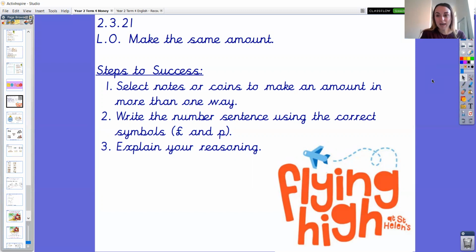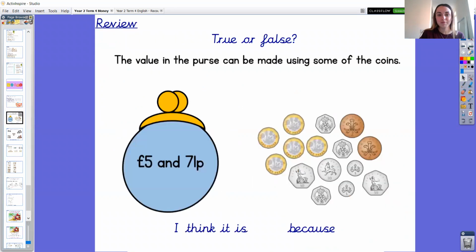Well done, Year 2. So our steps to success today are very similar to yesterday. So first of all, we're going to select notes or coins to make an amount. But today we're thinking about making an amount in more than one way. Then write the number sentence using the correct symbols, so pounds and pence, and explain your reasoning. And we're aiming to fly high this week whilst it's our last week of learning at home.